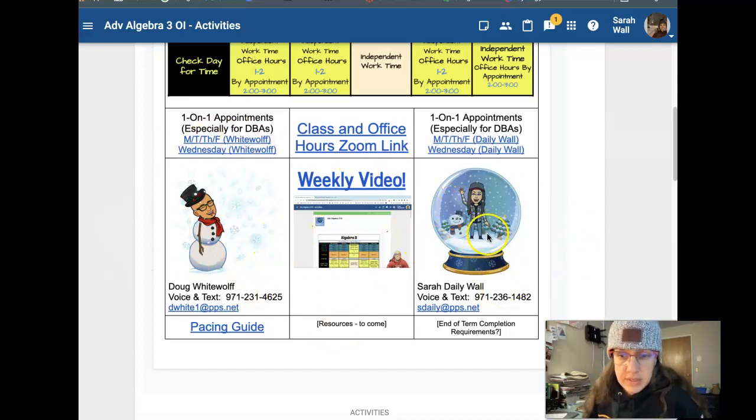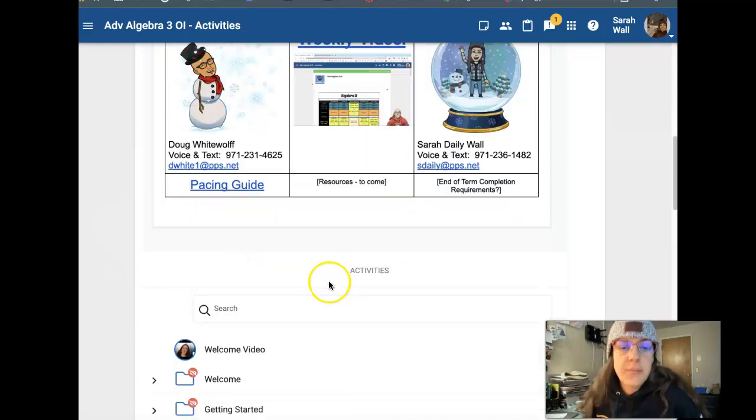You have our emojis, Bitmojis, waiting for snow, hoping that it snows.